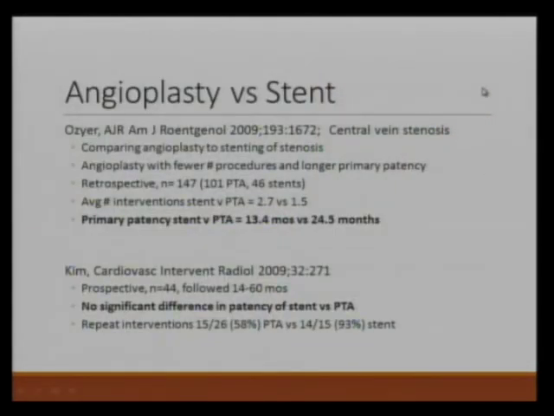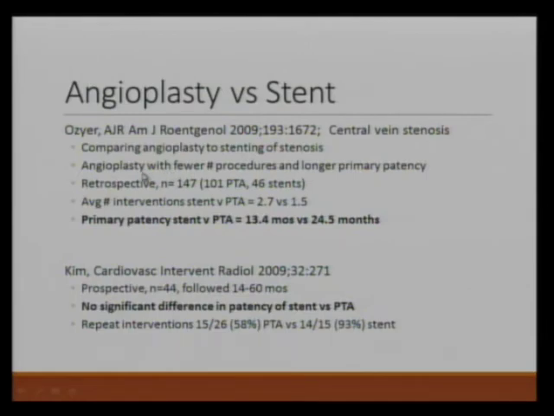So what do we do? What if we have a symptomatic lesion? How do we address it? Okay. Well, you can angioplasty, or you can put a stent. They have a lot of studies looking at angioplasty, looking at stent, but there are a few studies that compare doing angioplasty to putting a stent. Okay, you're comparing two different things to each other. And so this study by AJR looked at central vein stenosis, comparing angioplasty to stenting.